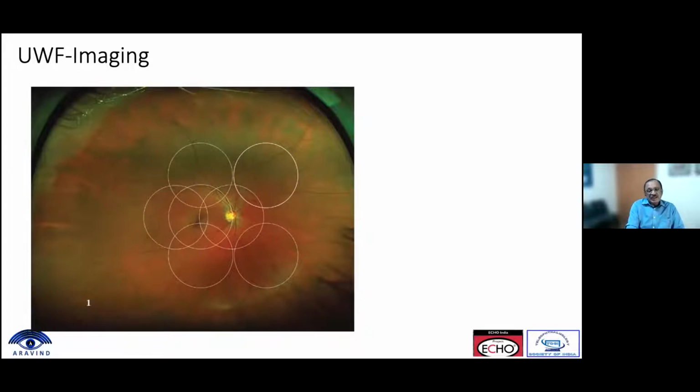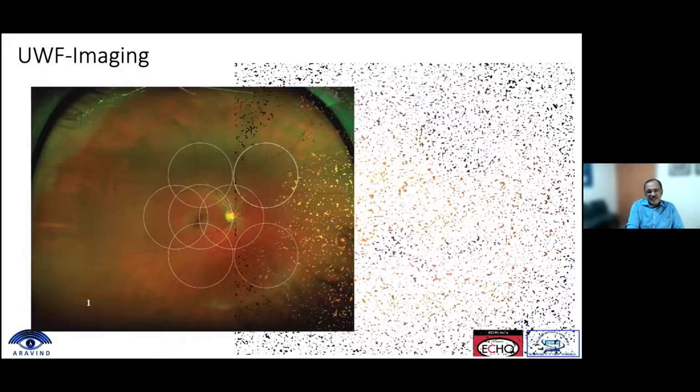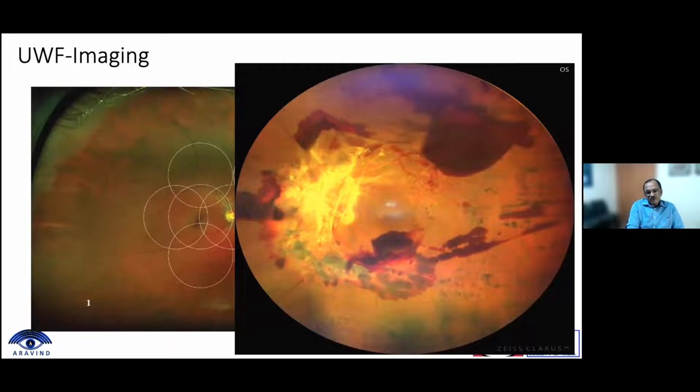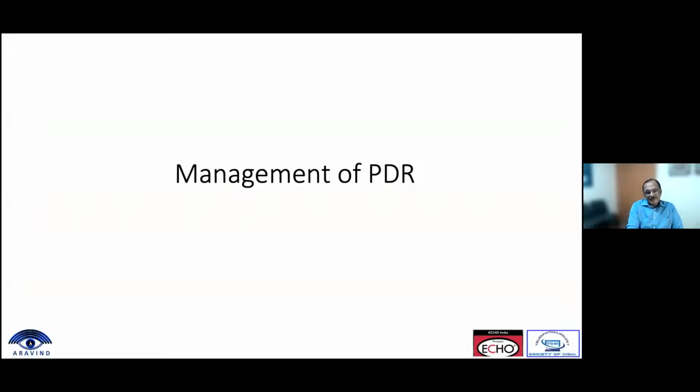So this actually gives in one aerial view the entire retina, where you are able to identify the lesions, as in this case where you can find out the extension of your fibrous proliferation, the extent of new vessels, the presence of vitreous hemorrhage, and the PRP marks that are seen in this case.